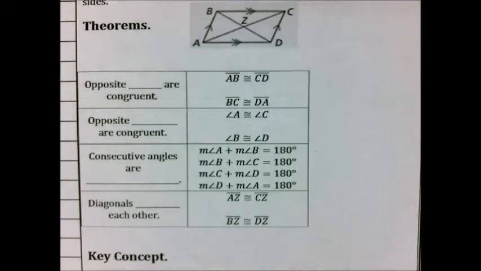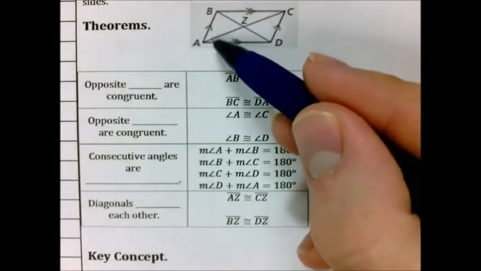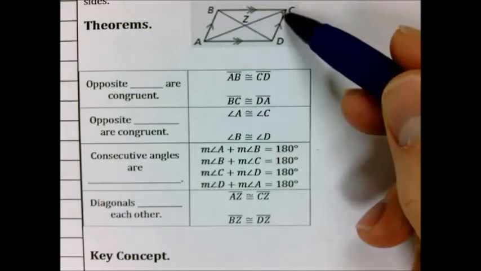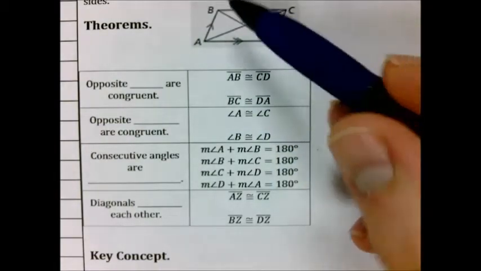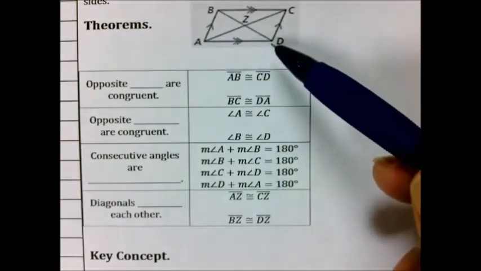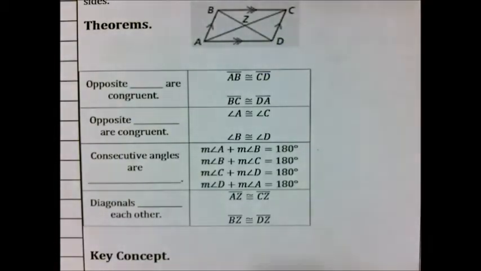Now also the opposite angles are going to be congruent. That means angle AC, this whole angle, is going to be congruent to this angle, or angle A is going to be congruent to angle C. And angle B is going to be congruent to angle D. So that second blank there, opposite angles are congruent.